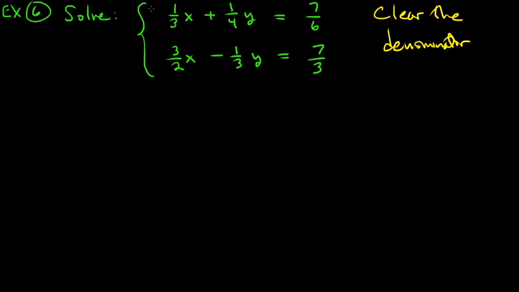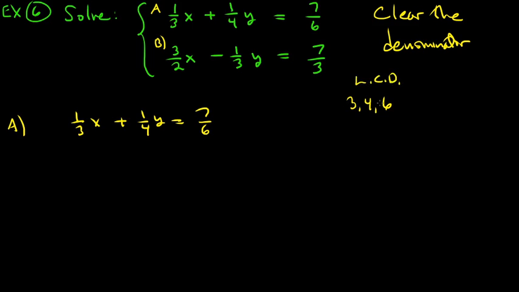So how do we do that, right? Let's look at equation A first. Equation A is 1 over 3 times x plus 1 over 4 times y is equal to 7 over 6. So the denominators are 3, 4, and 6. Right. So what's the least common denominator out of 3, 4, and 6? The least common denominator is 12. I hope you can see that, right? So how did I get 12? Well, you could do 3 times 4, and 3 times 4 is 12. But that's not always going to work, right?